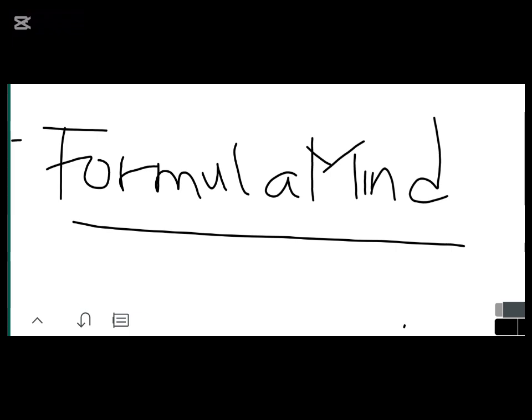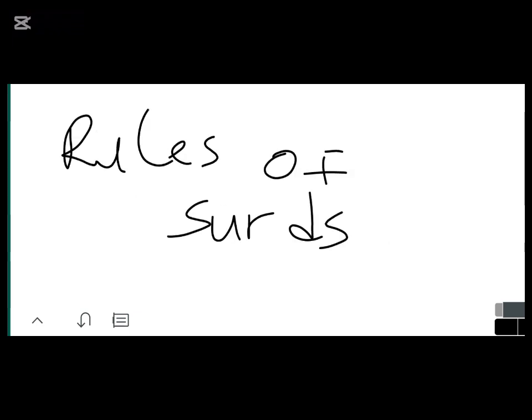So today we are exploring rules of surds. These rules are going to help us in multiplication of surds. We will take the rules one after the other, see how they are, and take some examples under each rule.